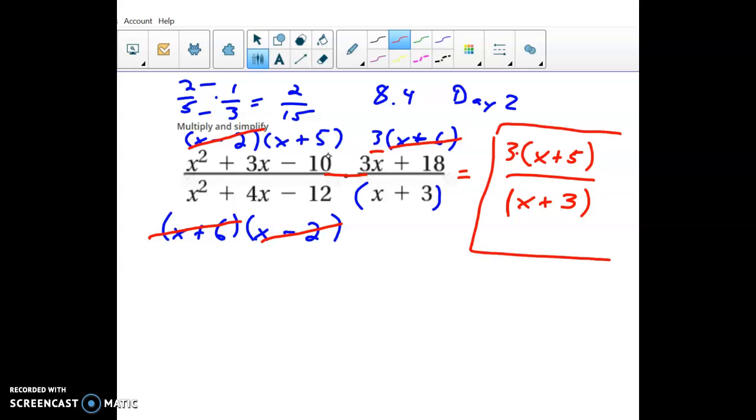So basically, even though it says multiply, you pretty much factor, cancel, and then go from there. I guess at the end I did kind of multiply my numerators and multiply my denominators, but really it's more like factoring and canceling.